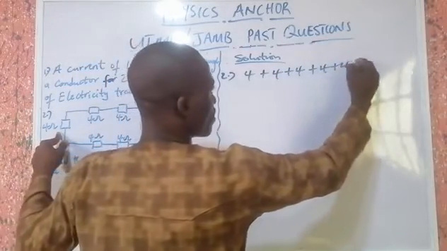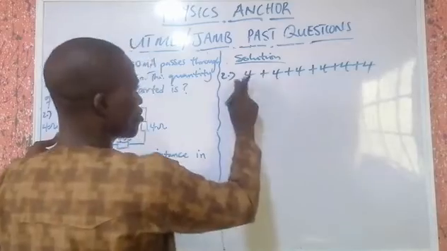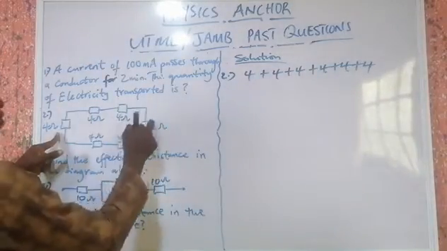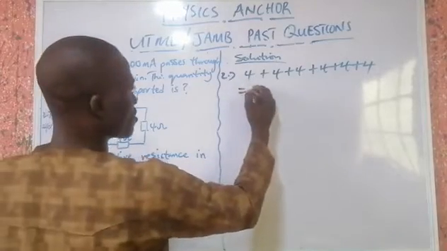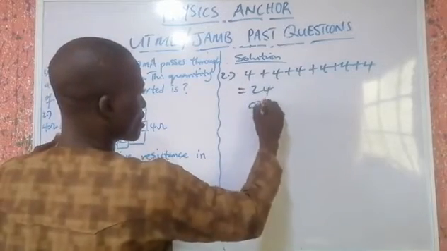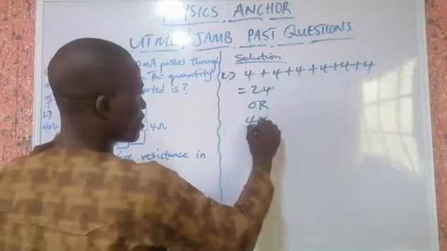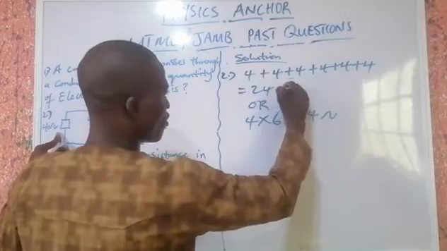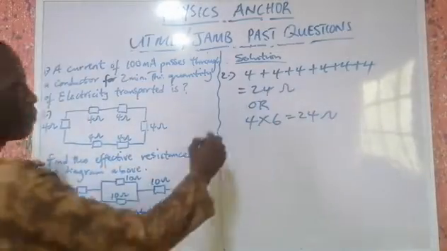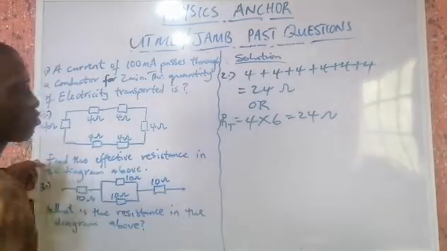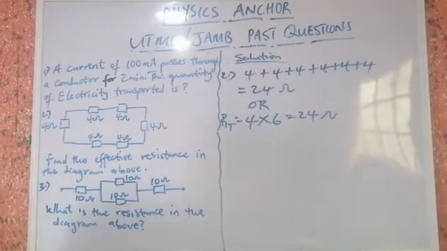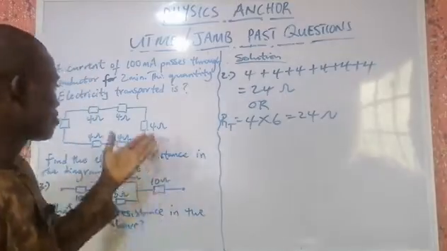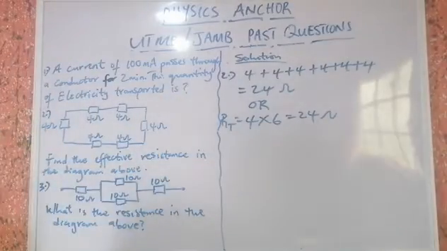Because it's series connection, so 1, 2, 3, 4, 5, 6. So that will give us 24. Or you can simply say, since they are the same, you just say 4 times 6 because they are all the same. That will still give you 24 ohms. So that will be our R total. Our R total is equals to 24 ohms. So it's a very simple question. It's just like bonus if you are able to see something like this in your exam. So it's very straightforward.